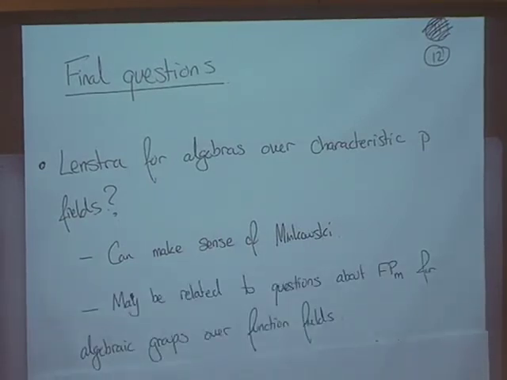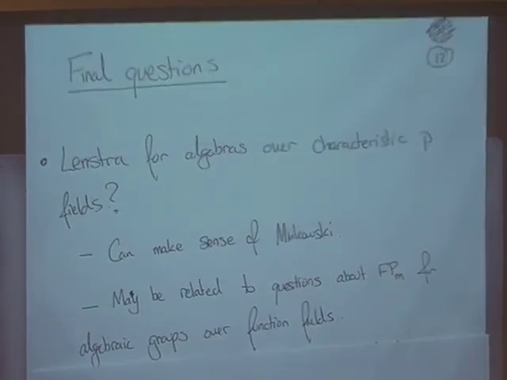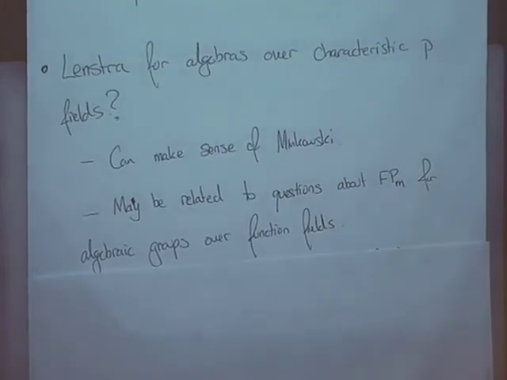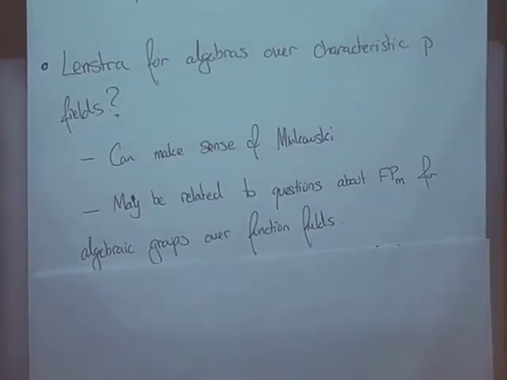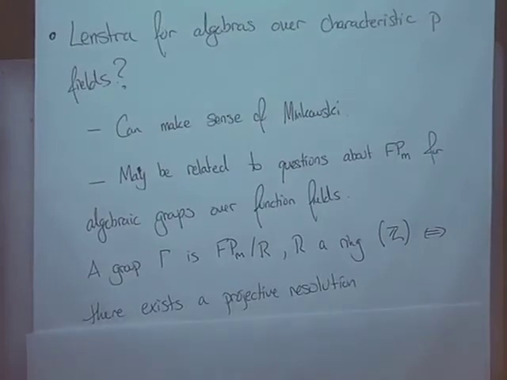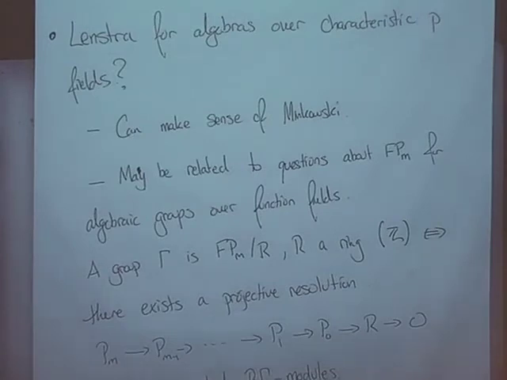And this may be related to something called FP-infinity. I think this was defined by Serre. Certainly studied a lot by him. And so if you have a ring R, I'm pretty much going to take Z, but you take a ring R. So a group is FP-infinity over R if there is a projective resolution of finitely generated R modules.